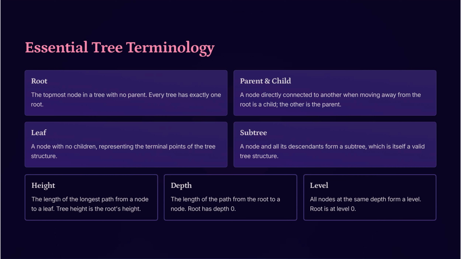The root is the topmost node with no parent. A parent node connects directly to its child. Leaves are nodes without children. A subtree includes a node and its descendants. Height is the longest path from a node to a leaf, while depth is the path from the root to a node. Nodes at the same depth form a level.